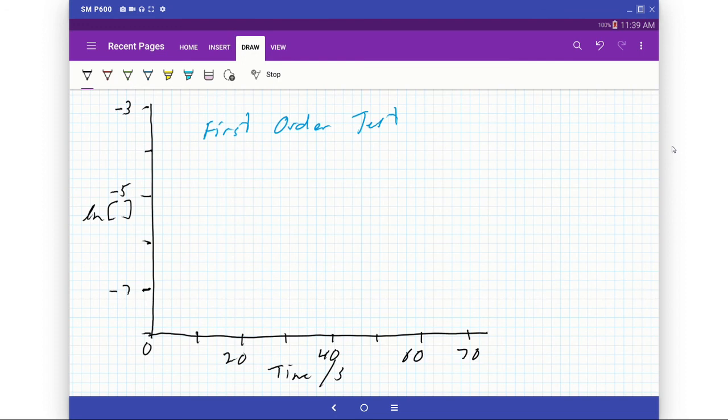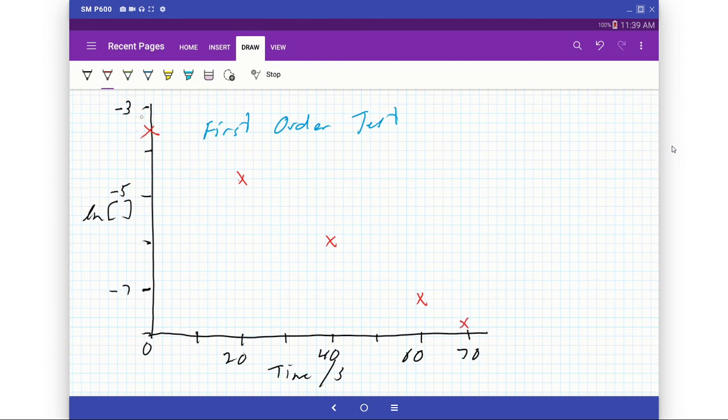And at time 0, it is -3.4. At 20 seconds, it's -4.6. About right there. 40 seconds, it's -5.9. 60 seconds, it is -7.18. And 70 seconds, it's -7.75.